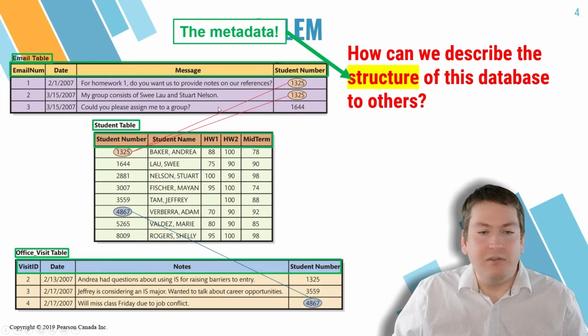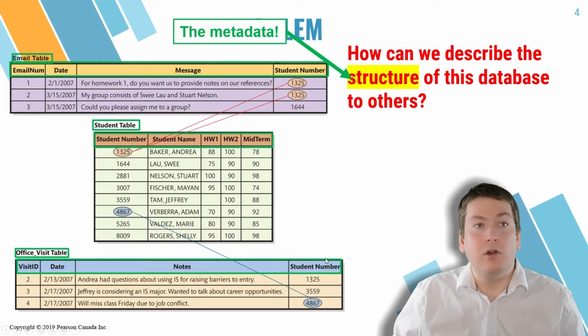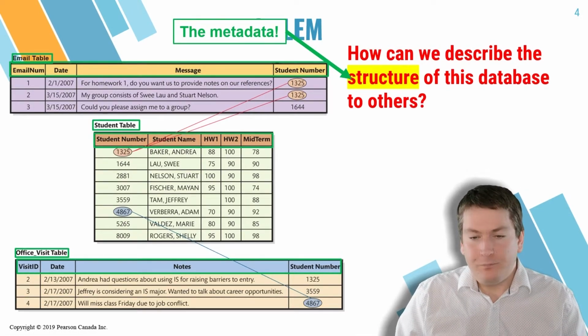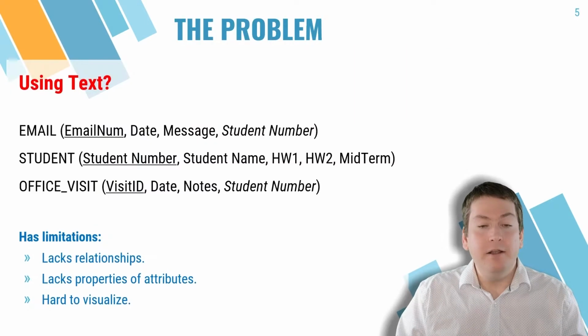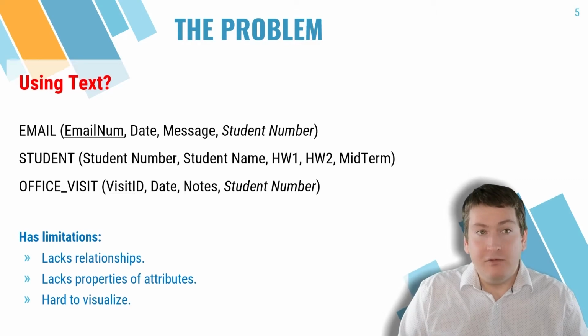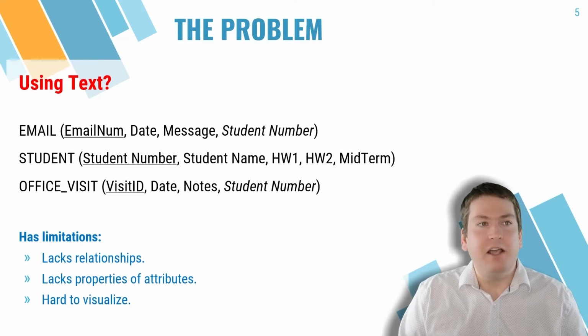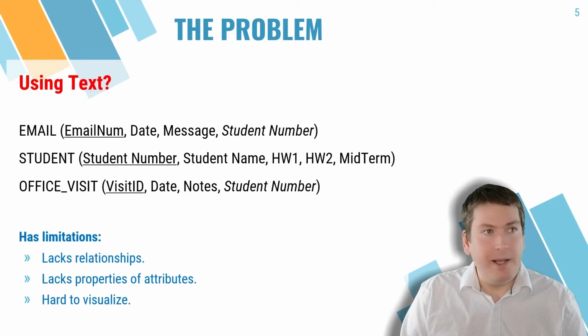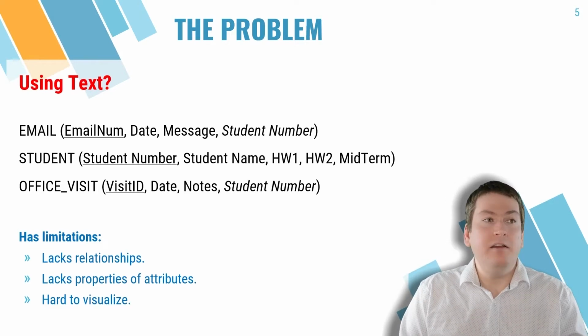So how do we describe these relationships between these tables and these fields or columns that are describing what's going to be stored in the data? One approach we could take would be using a text-based format. This format is shown a little bit in your e-textbook, and what it does is it describes each table in the database as one line of text.